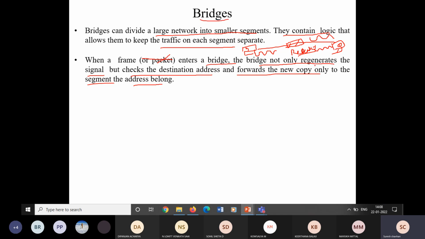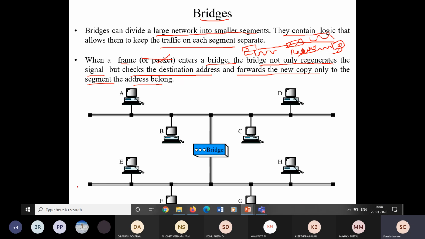That's why here I have written regeneration, right? So regeneration of the original signal, and along with that it checks the destination address where the frame has to reach, right? And the regenerated frame will be sent to the address to which it belongs, right?